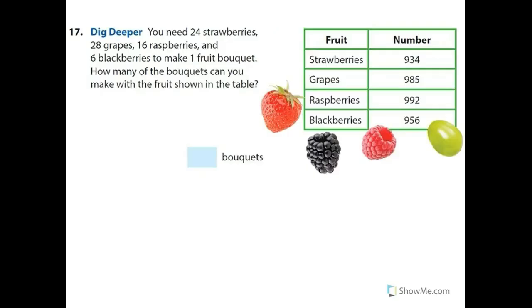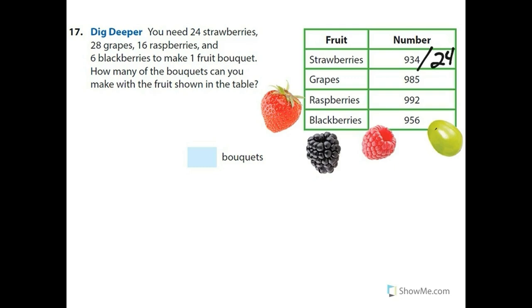All right, number 17. Number 17 I'm going to help you out with because it can be a little complicated. It says you need 24 strawberries, 28 grapes, 16 raspberries, and 6 blackberries to make one fruit bouquet. How many of the bouquets can you make with the fruit shown in the table? Right, so we got 934 strawberries. How many do we need for each bouquet? 24. So 934 divided by 24.